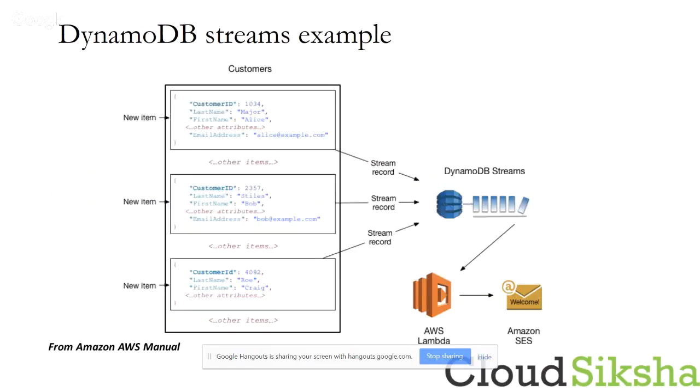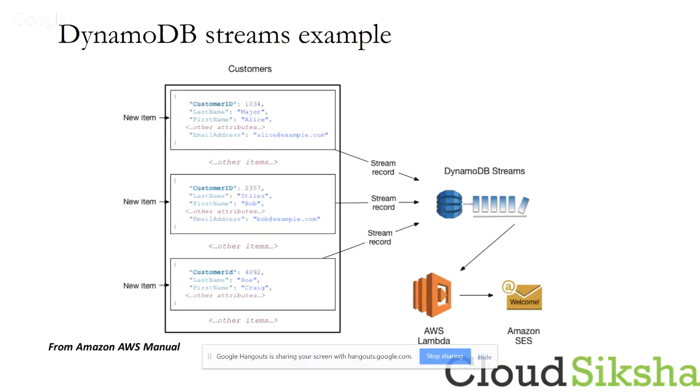Okay, so this is an example. If there is any change, a new item is added, the stream record is sent to DynamoDB Streams. From DynamoDB Streams, you can link to something like AWS Lambda, and Lambda can in turn interact with any other service.